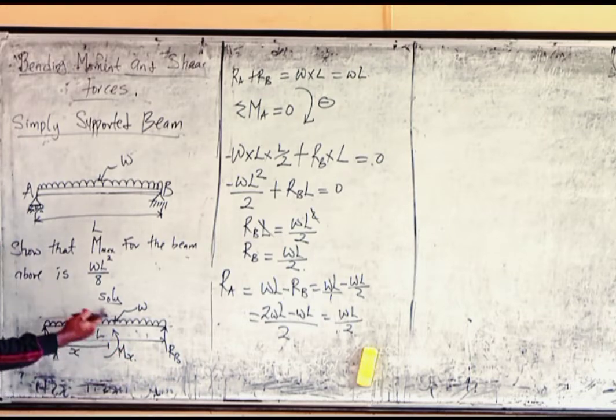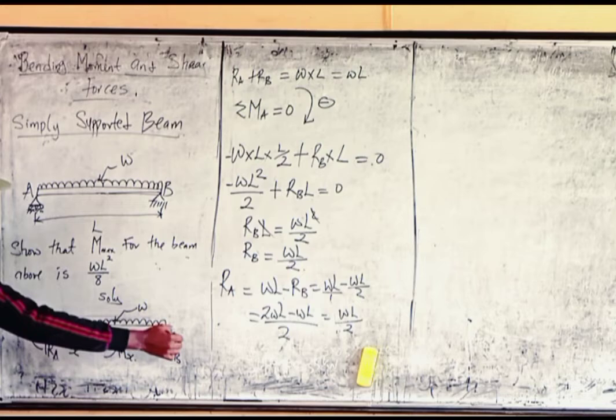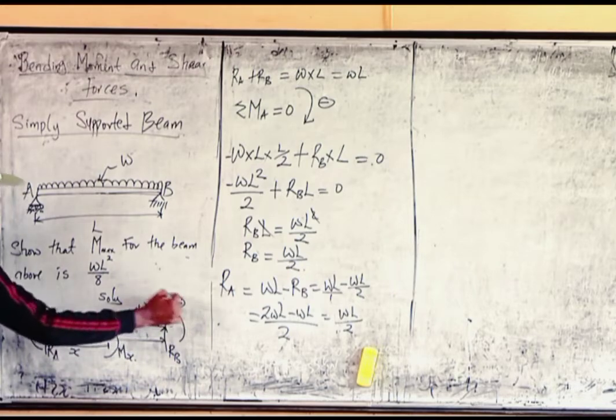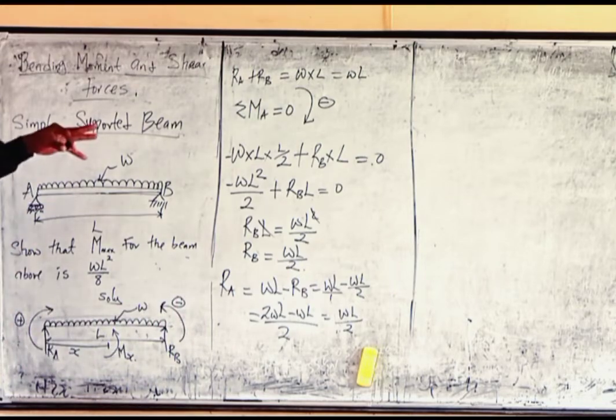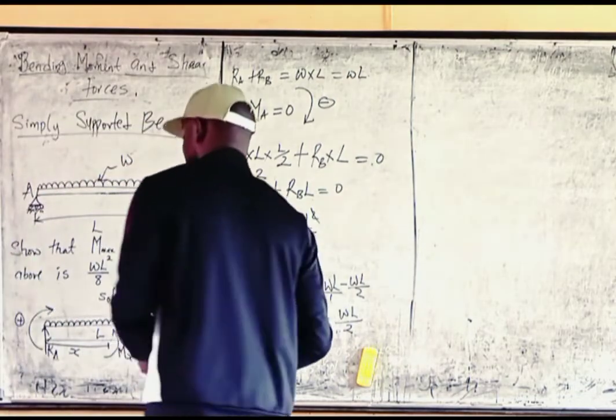Now, if it is anti-clockwise, it will be positive. If it is clockwise, it will be negative. Okay, let's do it this way now. Let's say if it is clockwise, it will be positive, and if it's anti-clockwise, it will be negative. Now we have changed the sign. So you can just pick any sign that is convenient for you.